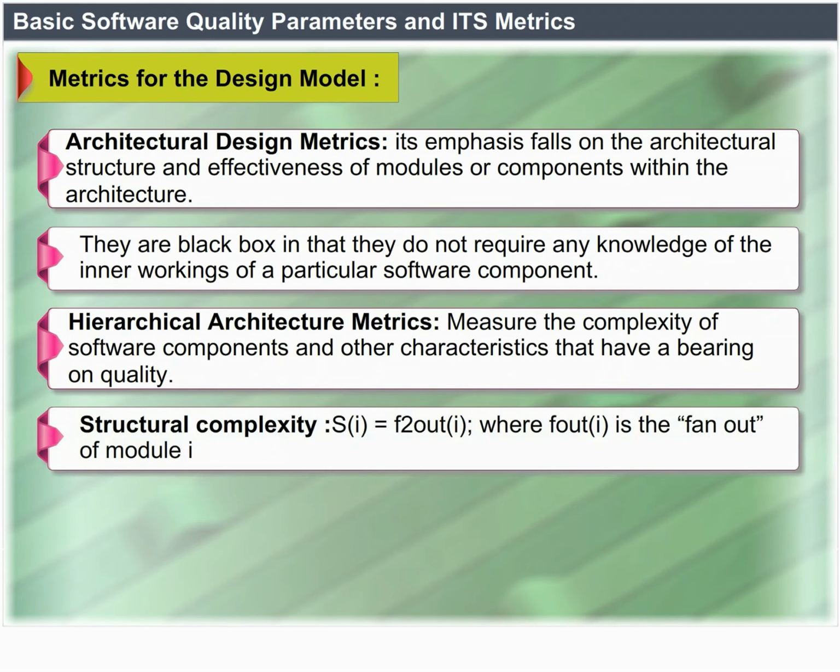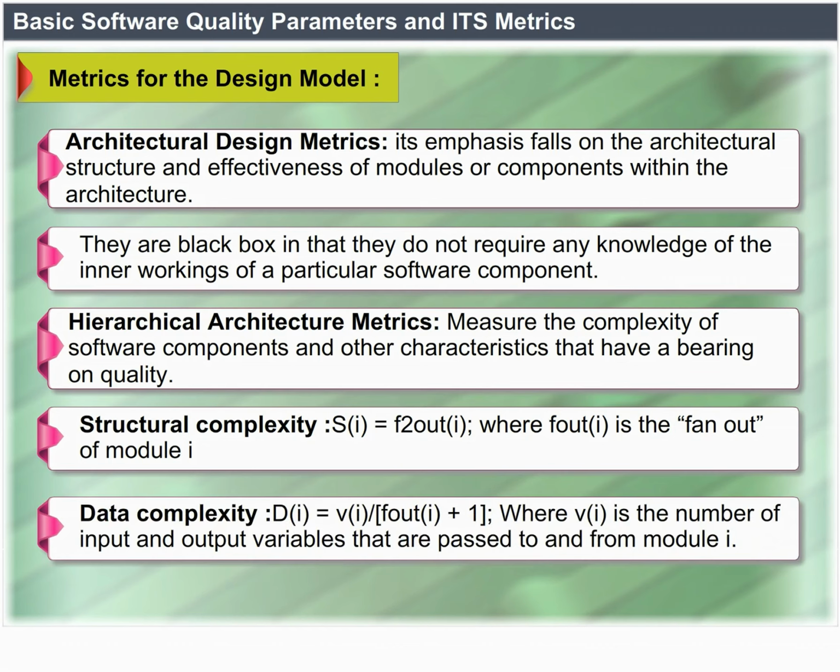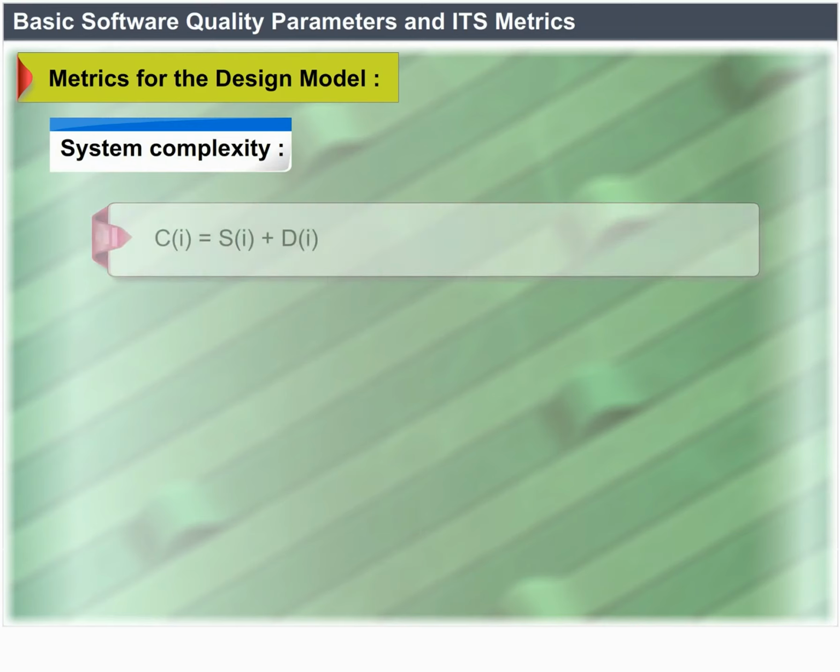Structural complexity: S(i) = fout(i)², where fout(i) is the fan-out of module i. Data complexity: D(i) = v(i) / (fout(i) + 1), where v(i) is the number of input and output variables that are passed to and from module i. System complexity: C(i) = S(i) + D(i).